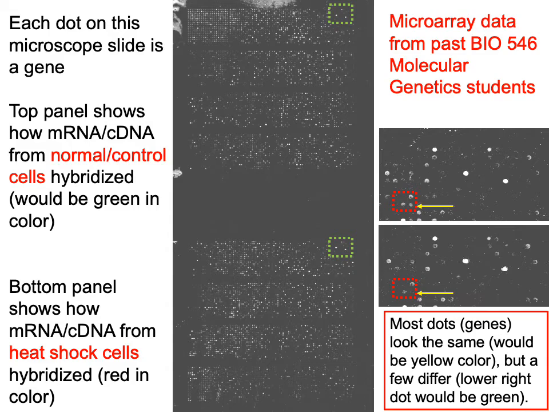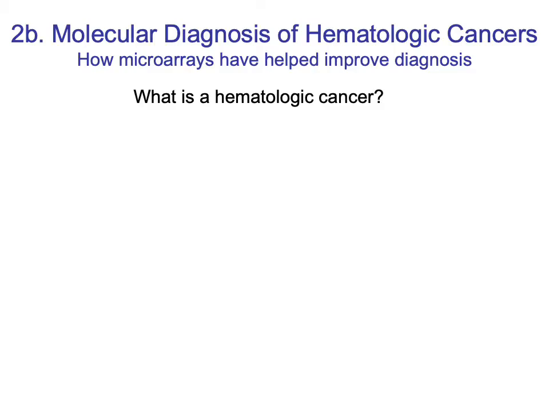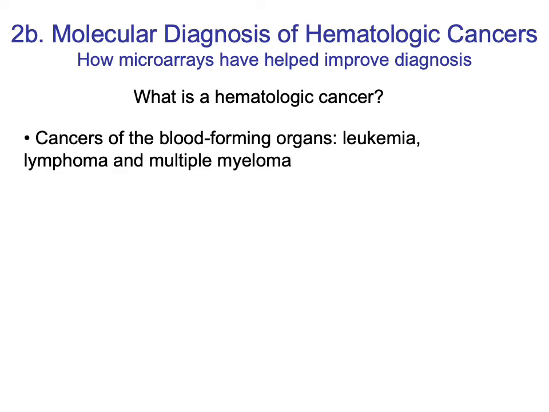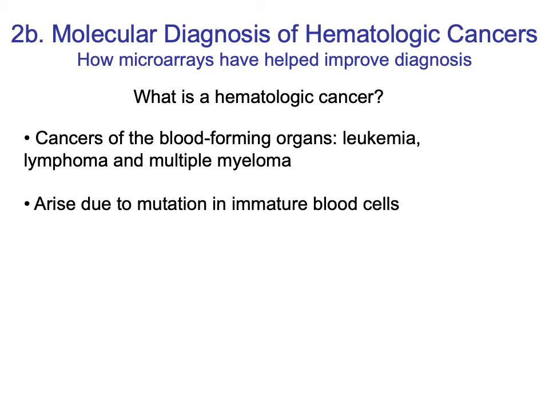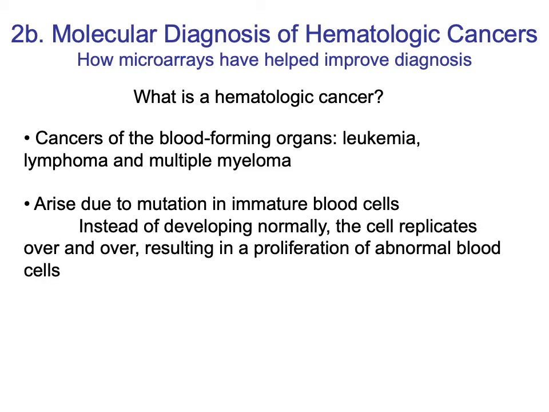Now we're going to move on to the paper by Stout. This paper talks about the molecular diagnosis of hematologic cancers, and basically it's helping us understand how microarrays have helped improve diagnosis. First we need to know what a hematologic cancer is, and these are cancers of the blood-forming organs. This could be leukemia, lymphoma, multiple myeloma. They arise due to mutations in the immature blood cells. And instead of developing normally, the cell is going to replicate over and over, as that's what happens in cancer. So there's this overproliferation of abnormal blood cells.